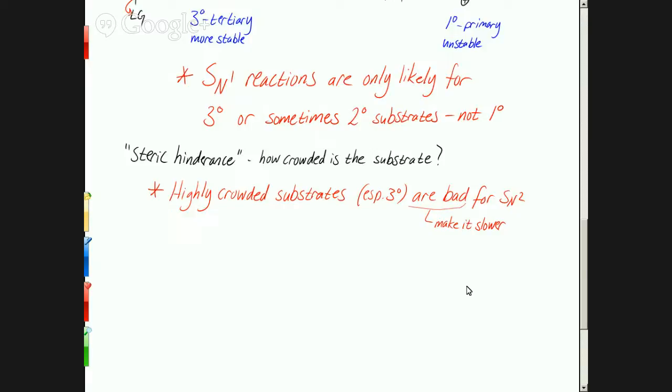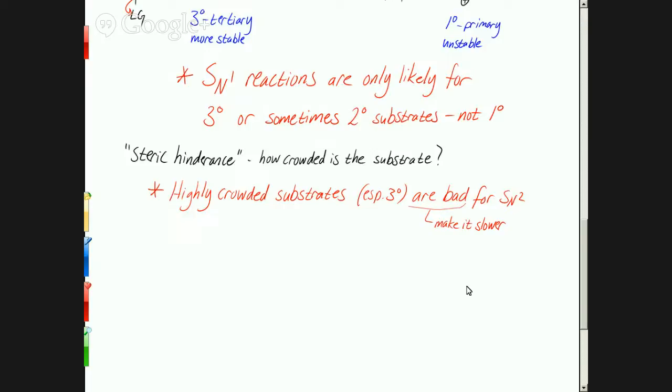So let's say we wanted to do a substitution on this carbon out on the end. That could still totally do SN2 because that's a primary carbon, and the nucleophile could come in without getting into all this other junk. But this carbon right in the middle here becomes more difficult and slower.